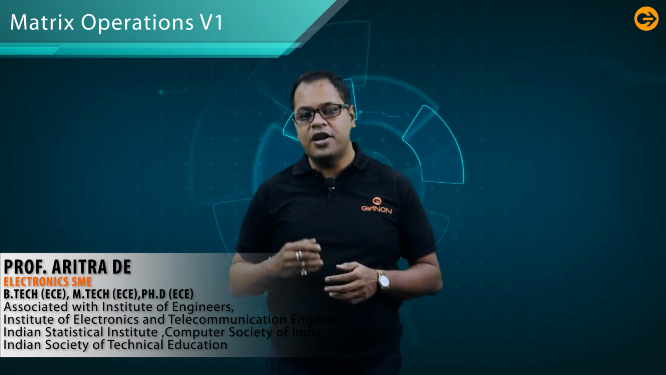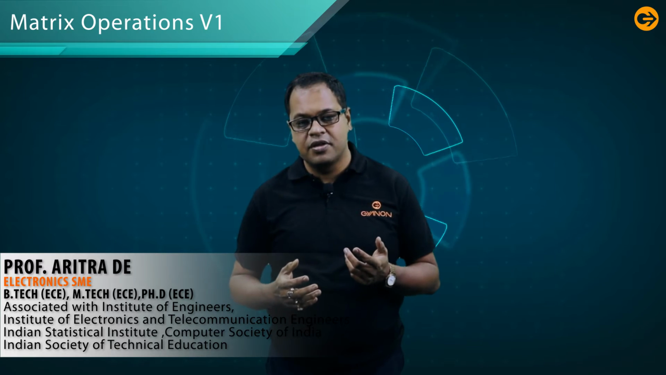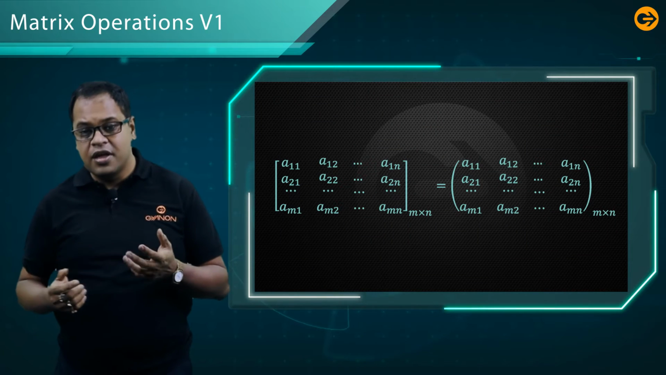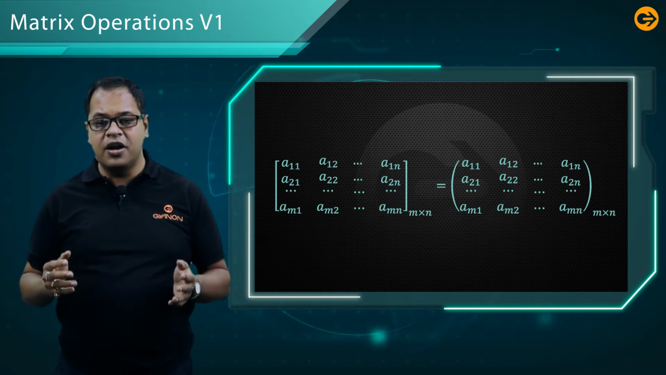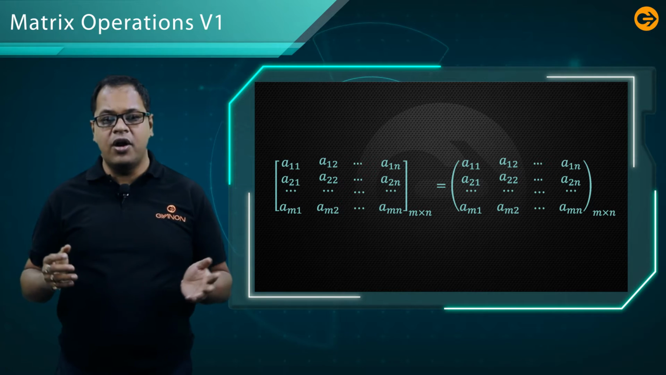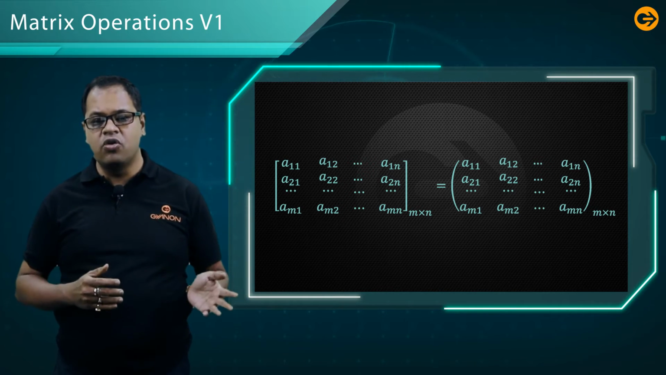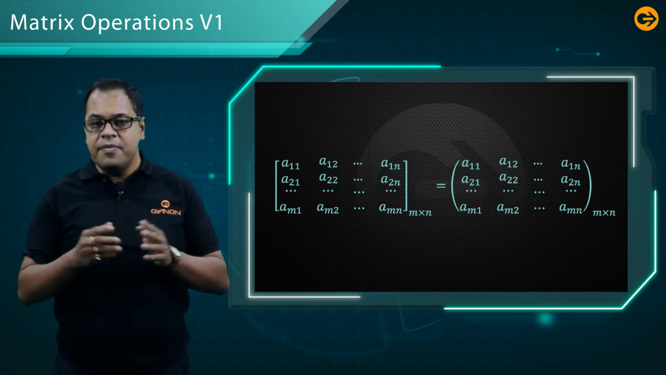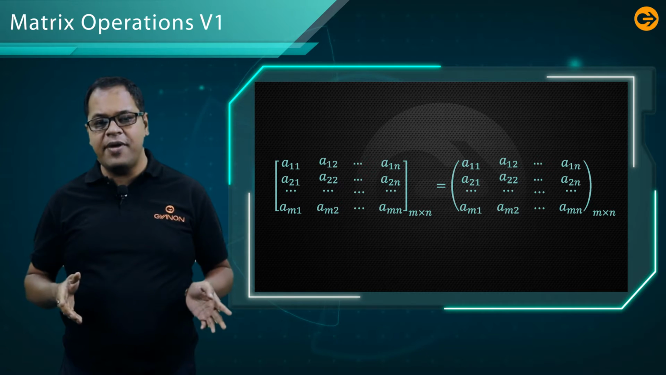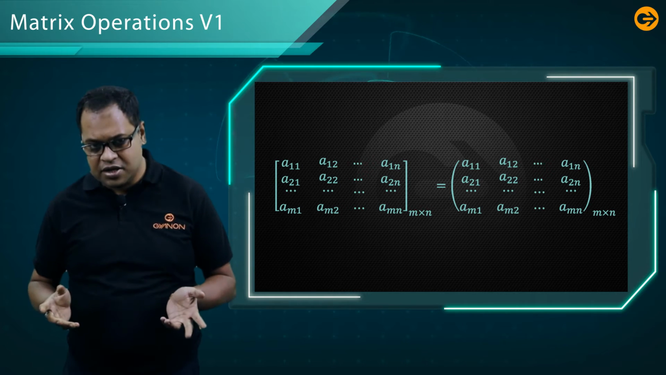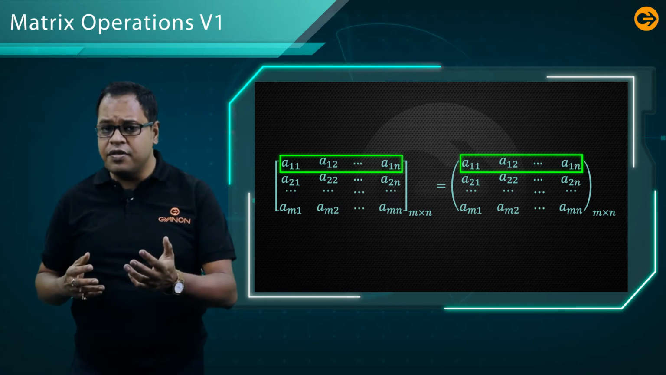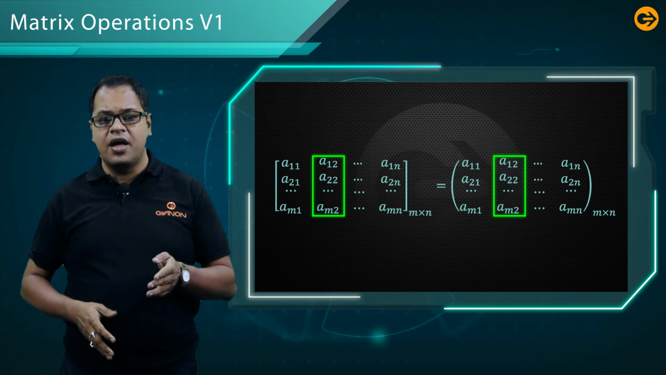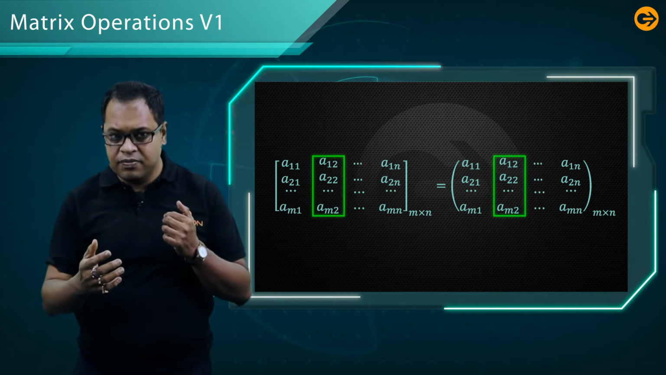So first of all, let us discuss what is a matrix. In mathematics, a matrix, or in plural, matrices, is a rectangular array of numbers, symbols, or expression arranged in rows and in columns as shown in this figure. You can represent the matrix either within a square bracket or within a first bracket. The horizontal lines are known as rows and vertical lines are known as columns.